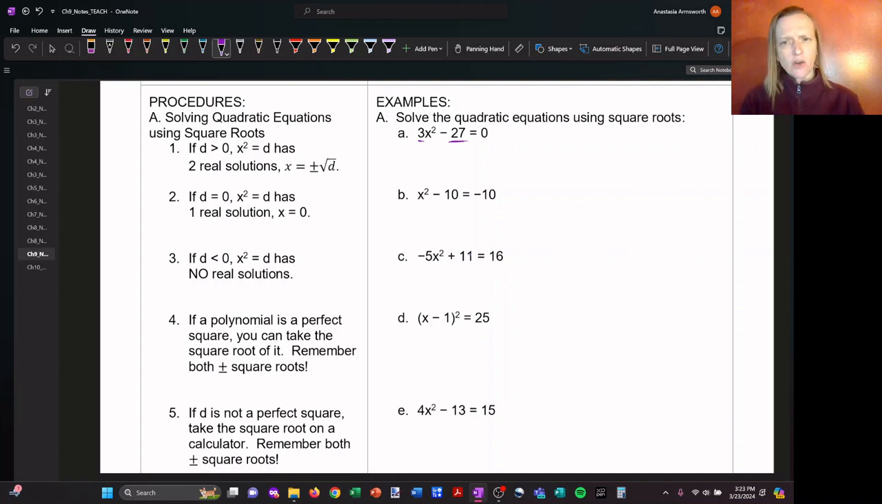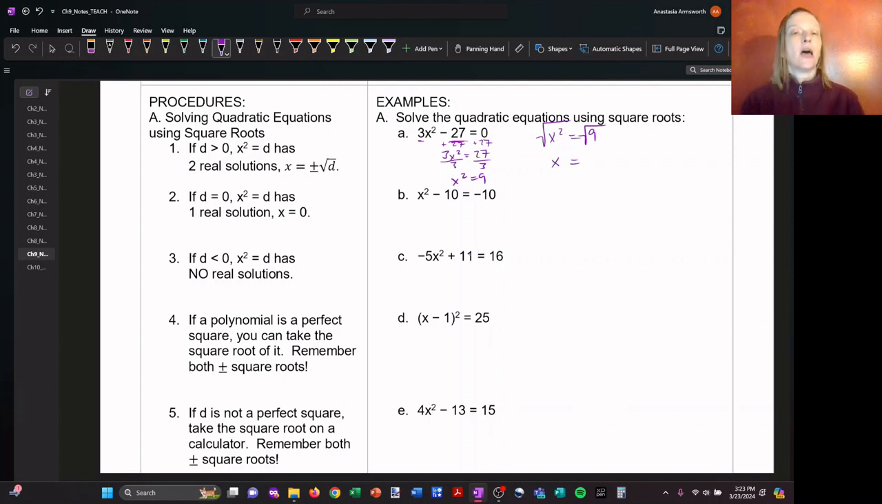So we can take this equation and we can solve for x by just rearranging the equation, kind of doing reverse PEMDAS order. I'm going to add 27 to both sides of the equation, so I get 3x squared equals 27. And then I'll divide both sides by 3, so I get x squared equals 9. And now that I know that x squared equals 9, I can just take the square root of both sides of the equation. I get that x equals.